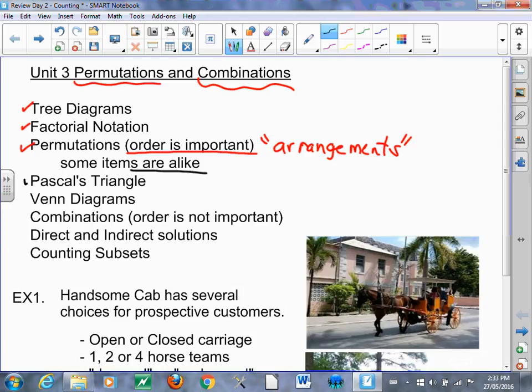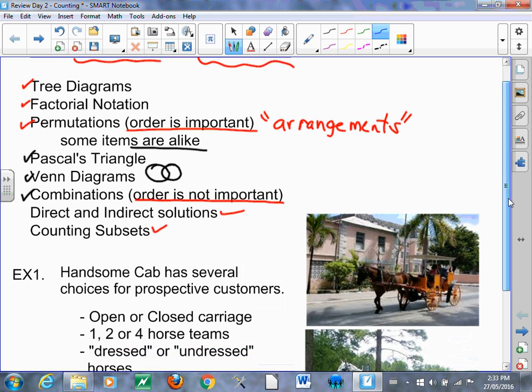Then we took a look at Pascal's triangle and Venn diagrams. Make sure you know how to do them and where the overlap occurs. Combinations is another topic where order is not important. So we're just picking 3 people for a group, as opposed to permutations, where I need a president, a vice president, and a secretary. Don't forget there are direct and indirect solutions, as well as counting subsets. Subsets could be when you donate with no money, with 1 quarter, 2 quarters, 3 quarters, 4 quarters, etc. We'll take a look at that.